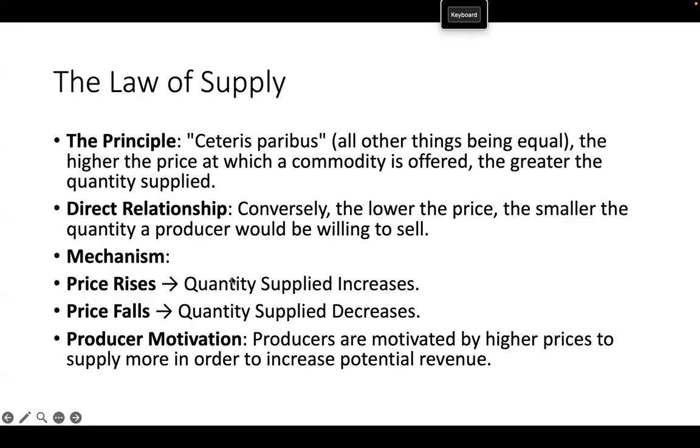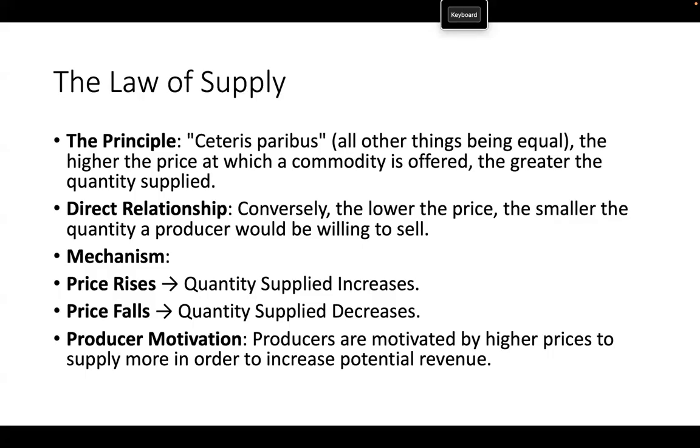So the law of supply states that all other things being equal... Hello, sir. I'm a little bit, I don't want to use the word confused, but sir, the first one: the higher the price at which the commodity is offered, the greater the quantity supplied. I was thinking it should rather be the reverse.